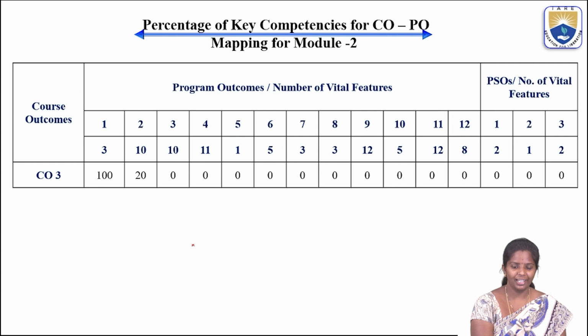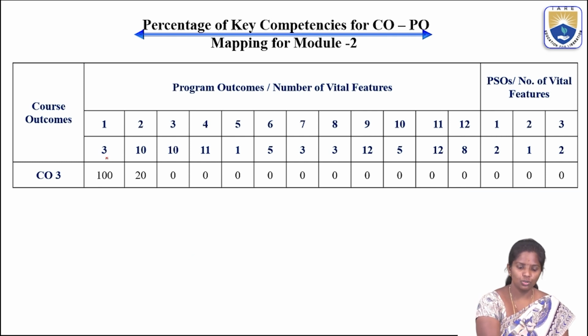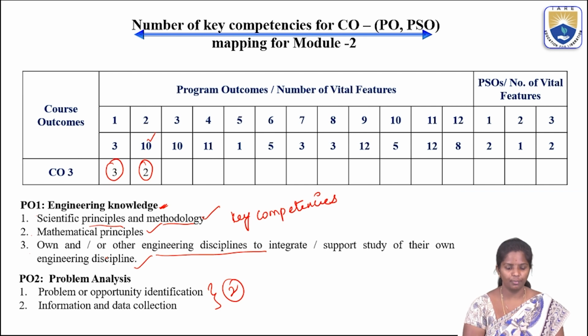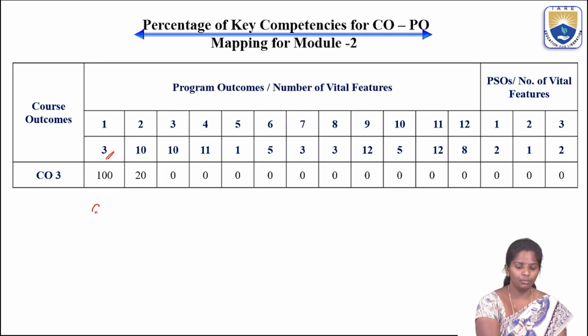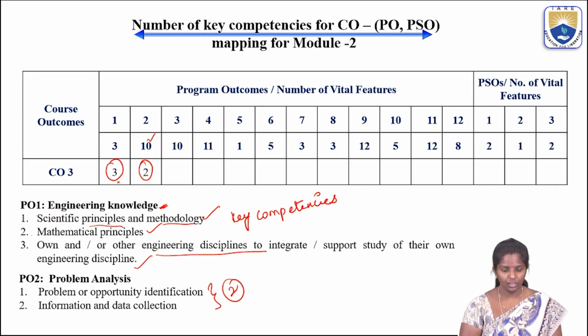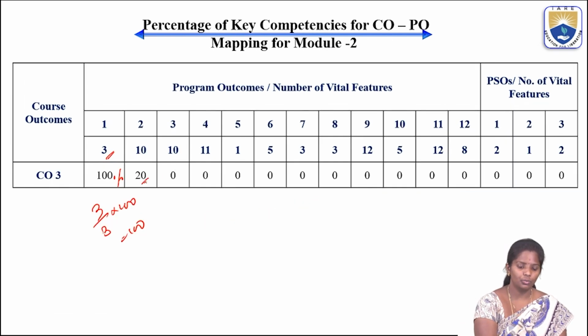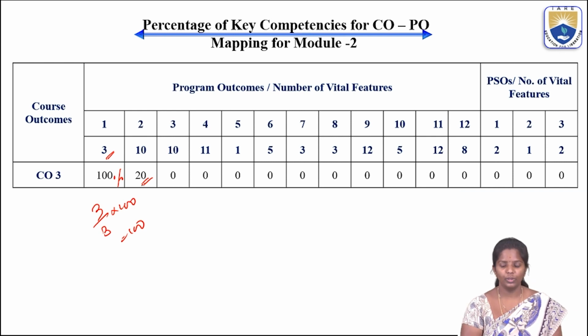Then the percentage calculation of key competences. Here 3 competences are matching out of 3 that are present. So 3 by 3 into 100 is 100%. So we got 100%. For PO2, there are 10, but only 2 are matching here, so we get only 20%. This is how we calculate the percentage of key competences for CO-PO mapping.